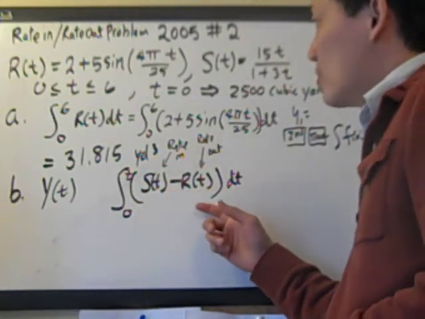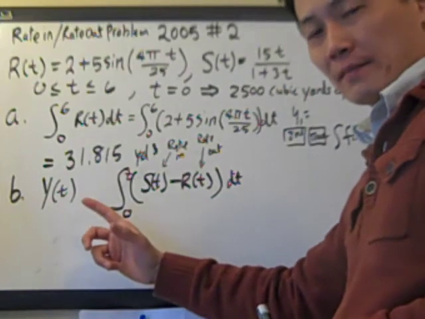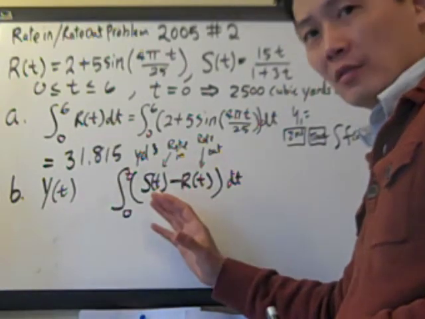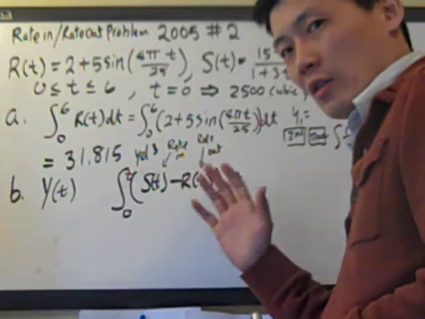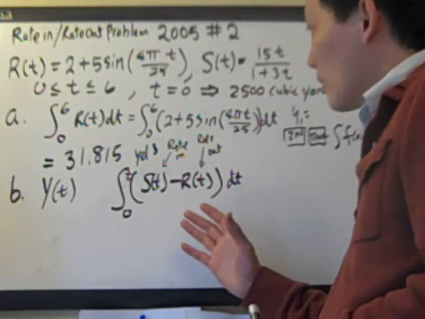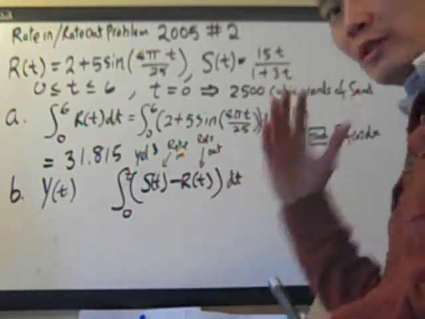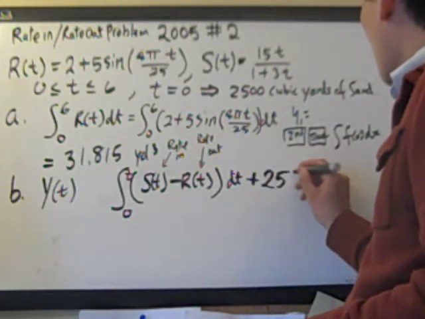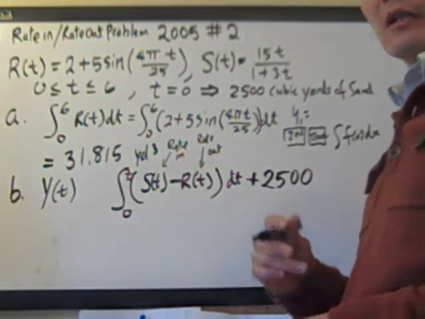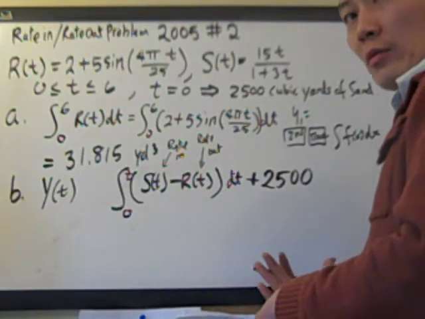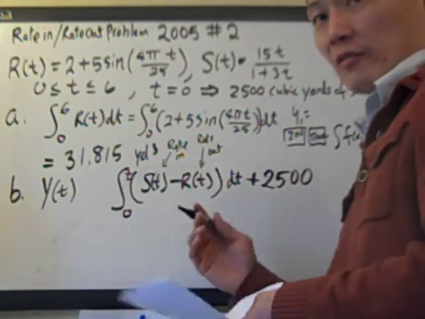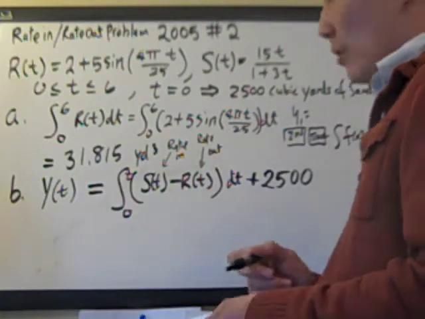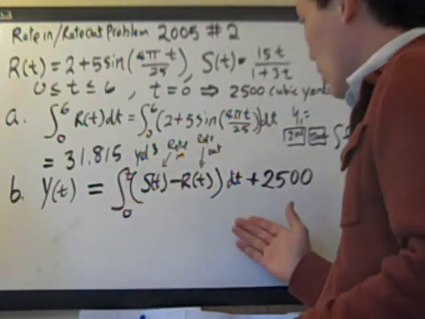Now you say, is this then equal to the actual amount of sand? No, because this is the actual change in the amount of sand. That has to be added to the original amount of sand. So you must add it to the 2,500 cubic yards that was the original amount given to us. And so then this is the equation.